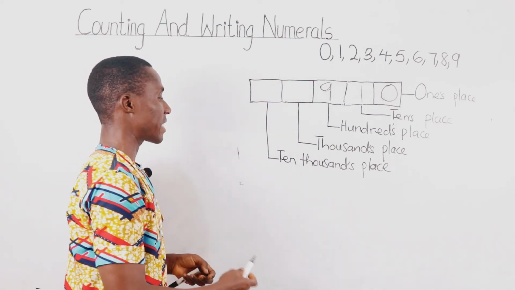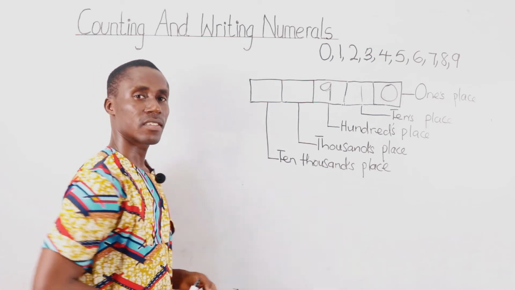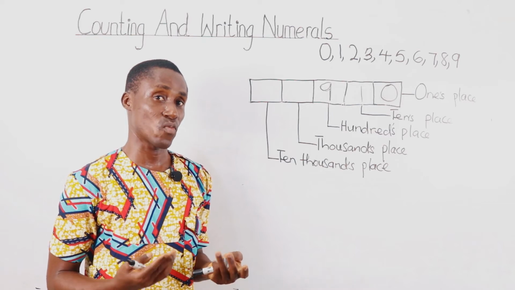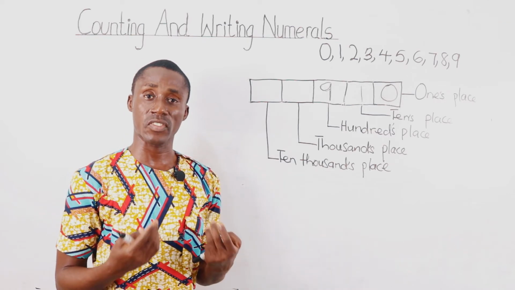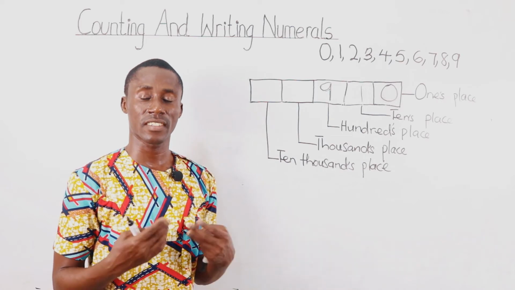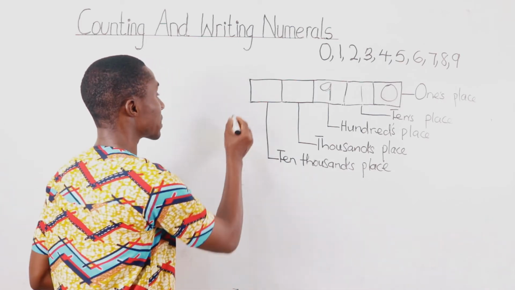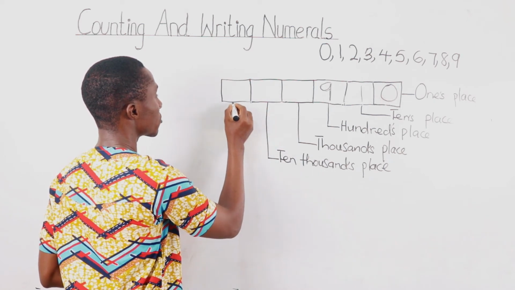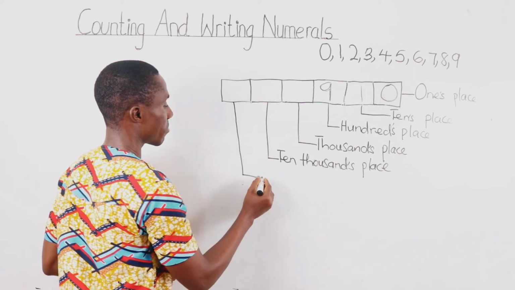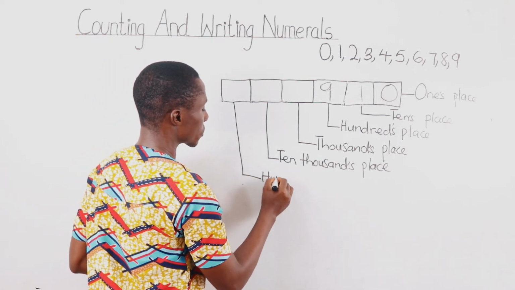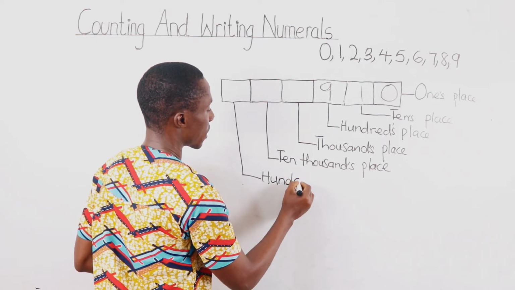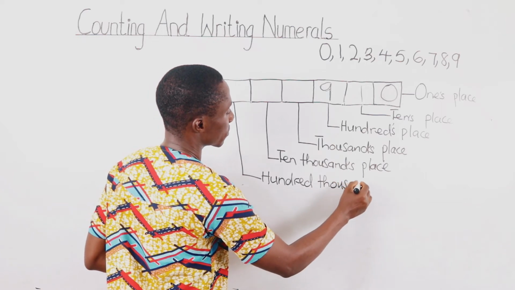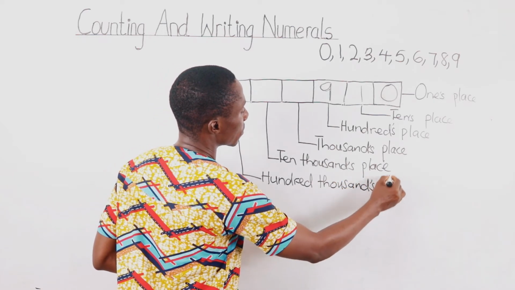It is going to be 10,000 times 10. And 10,000 times 10 is what? 10,000 times 10 is 100,000. And therefore the next number place will be called the 100,000 number place, or simply the 100,000 place.